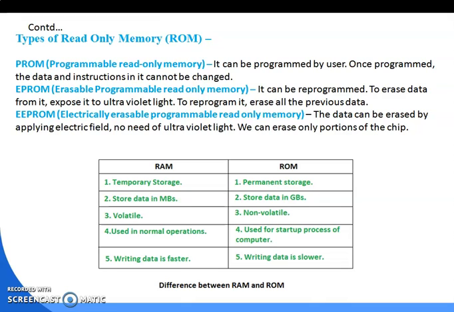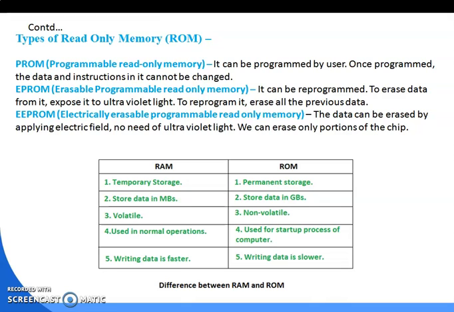The data can be erased by applying an electric field. No need of ultraviolet light. We can erase only a portion of the chip. So here a high voltage current, an electric current or electric field, is required to erase the data. There is no need of ultraviolet light.